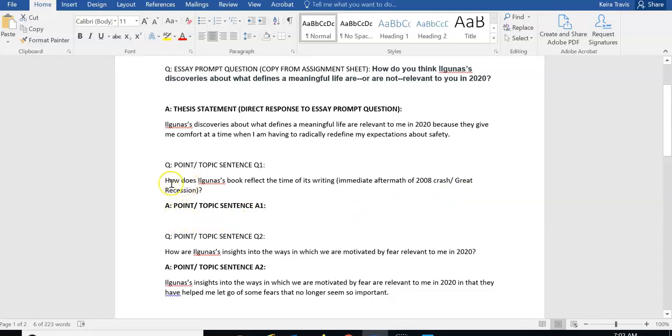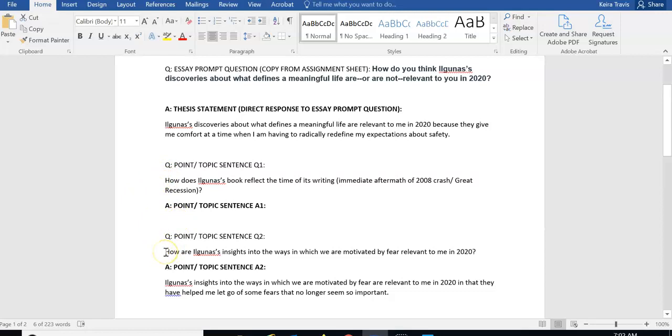Now, this question, how does Ilgunis's book reflect the time of its writing, isn't likely going to end up in the actual essay. I'm going to just start my first body paragraph with the answer to this question. So these small questions, just like the essay question doesn't actually end up in the essay, these smaller questions don't actually end up in the essay. They just help you generate point topic sentences.